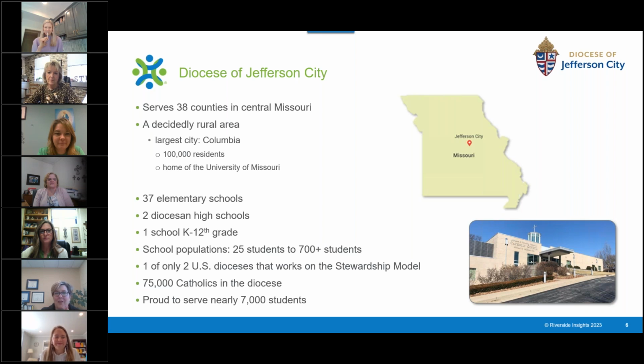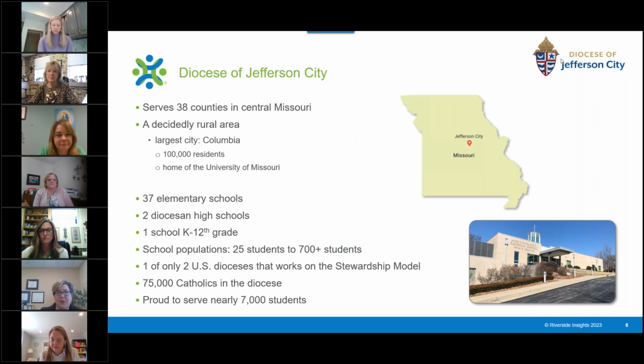Sure. We are the Diocese of Jefferson City, located in central Missouri, friendly way to call it mid-mo. It's a big diocese, 38 counties. I've been here 3 years now, and oftentimes, no offense to my colleagues in the West, but I forget that there's more of Missouri other than my diocesan map. We are a decidedly rural, mostly rural area. Our largest city would be Columbia, where Mizzou is located. They have about 100,000 residents there in Columbia.